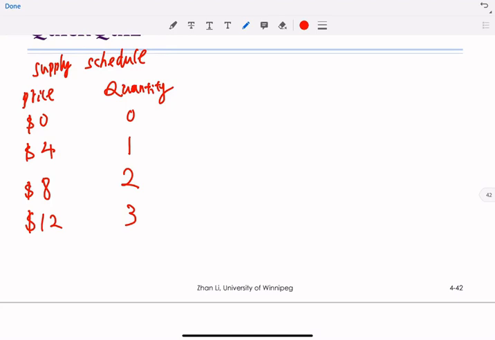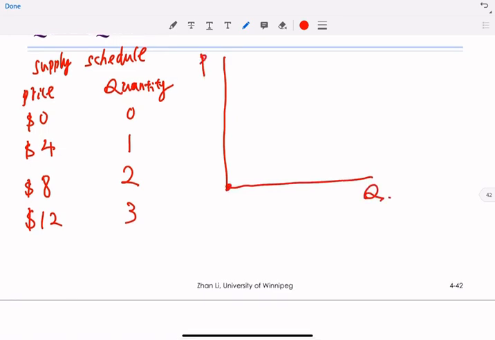Now, according to this supply schedule, you could draw out your supply curve. So this is quantity, and you have the price here. So 0, 0. And if price is, okay, we have 4, 8, 12. Now the quantity could be 0, 1, 2, 3, right? So if price is 4, then quantity is 1. Price is 8, quantity is 2. Price is 12, quantity is 3. So we could connect these dots. We get a straight line supply curve.